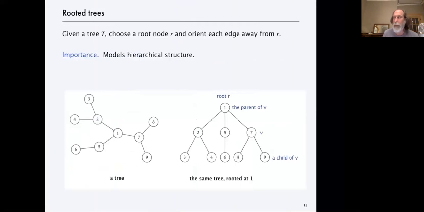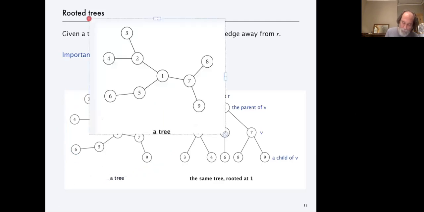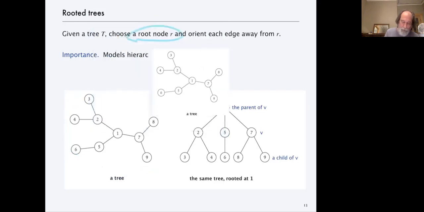Okay, sometimes we like to designate one vertex of the tree as special. And we typically call that the root. Okay, so here's a tree. I'm just going to make a copy of it. Okay, and I'm just going to pick this node and call it the root. And now I have a rooted tree.